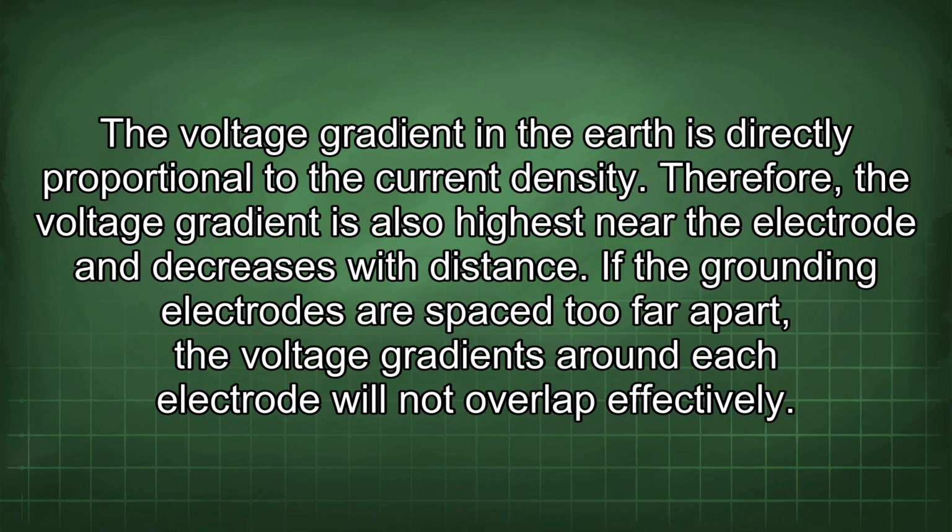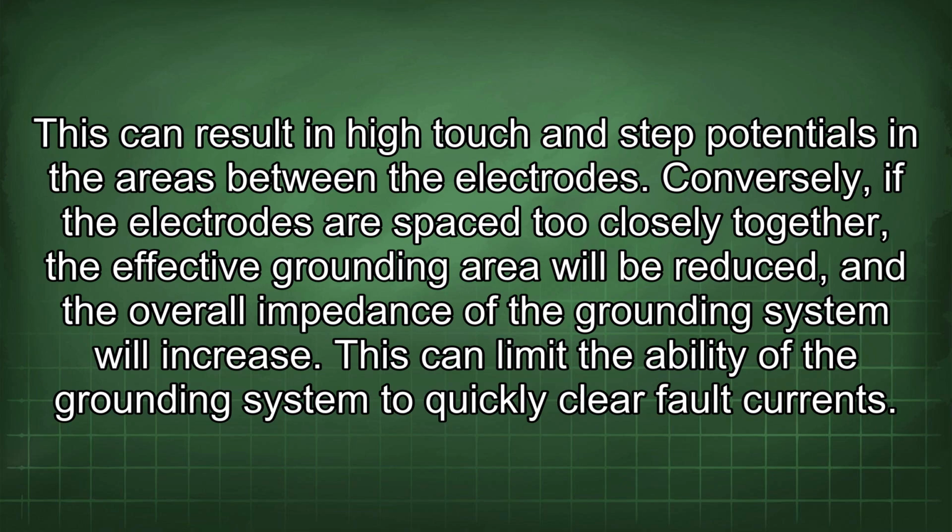If the grounding electrodes are spaced too far apart, the voltage gradients around each electrode will not overlap effectively. This can result in high touch and step potentials in the areas between the electrodes. Conversely, if the electrodes are spaced too closely together, the effective grounding area will be reduced, and the overall impedance of the grounding system will increase.